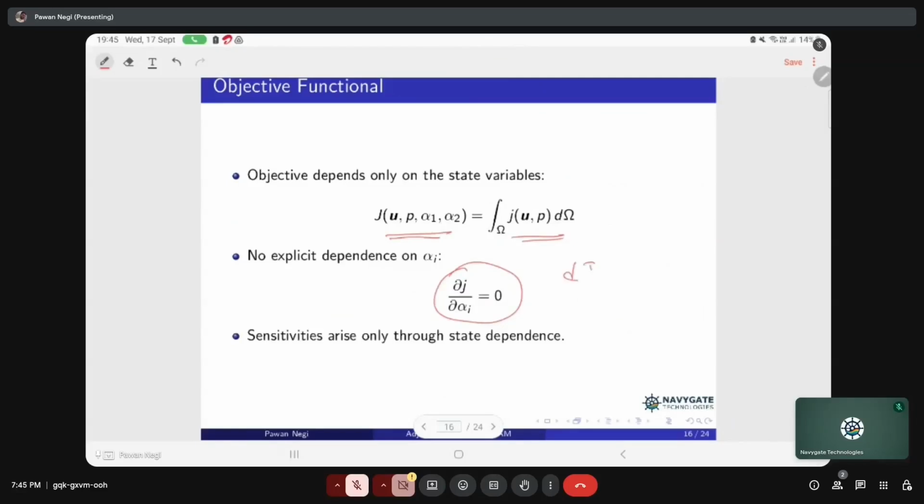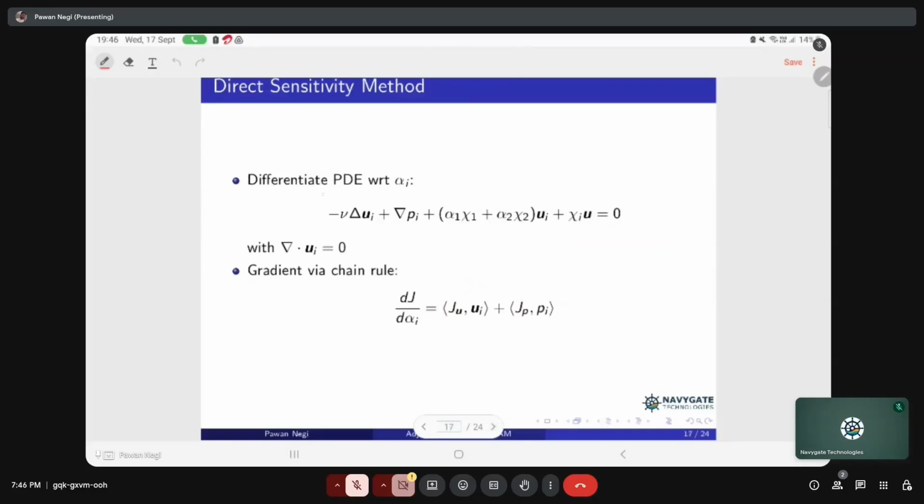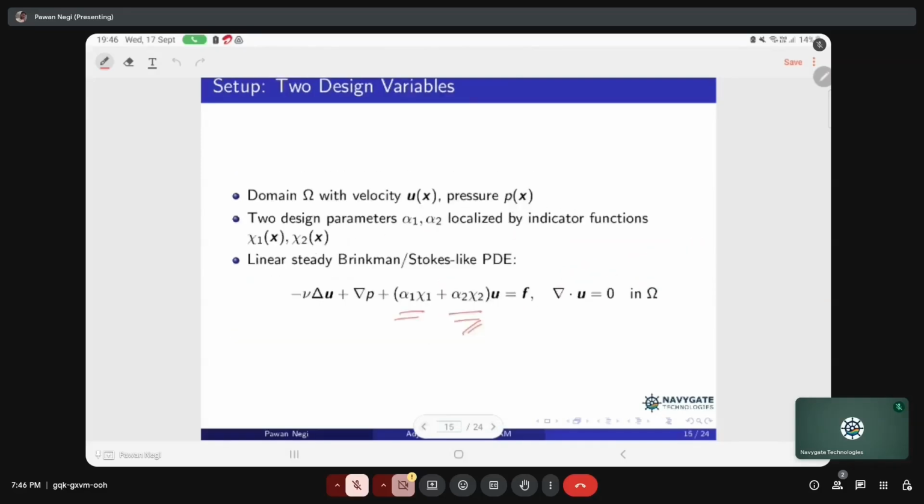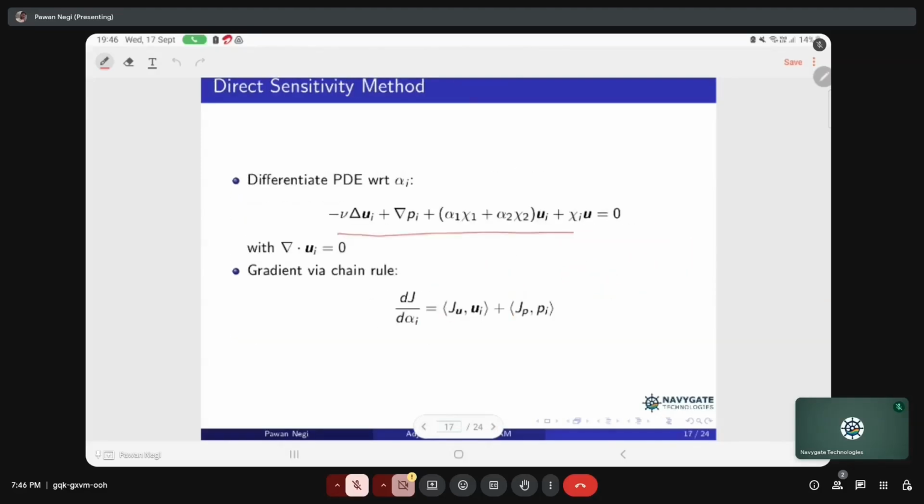We can say that when you find the derivative of j with respect to alpha, there won't be dou j by dou alpha. Just this sensitivity will be due to the dot product of the adjoint variable and the primal variables. In that case, when you differentiate this with respect to alpha, you will find this equation. This equation contains dou u by dou alpha 1 and dou u by dou alpha 2. This is one equation, and in another equation you will have dou u by dou alpha 2. There will be 2 equations.